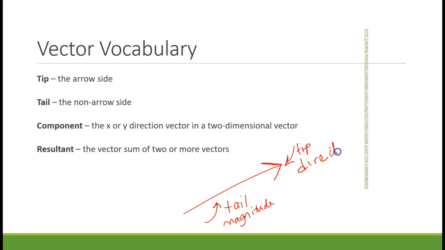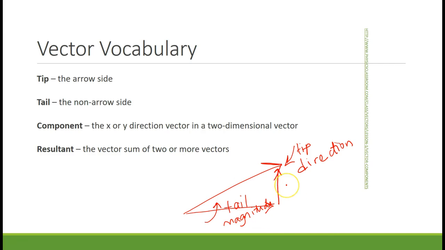Okay, pretty self-explanatory. Now, components, basically, I could take this vector and I could break it into stuff that is just in the x direction, so side to side, and stuff that is just in the y direction, or just up and down. This is probably the most important thing that you have to think of when you're thinking of vectors.